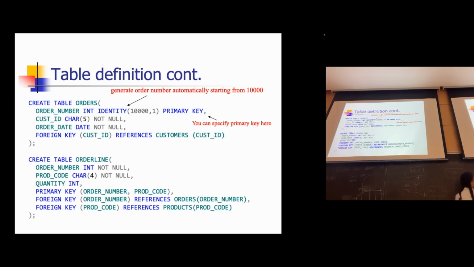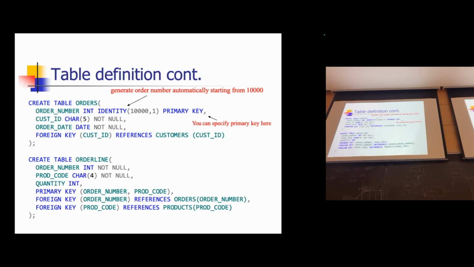So this order is correct. This order is correct too. I can create product first, which doesn't have any foreign key, then customer, and third, order. Both are correct. The only thing that matters is that we have to create order after customer.